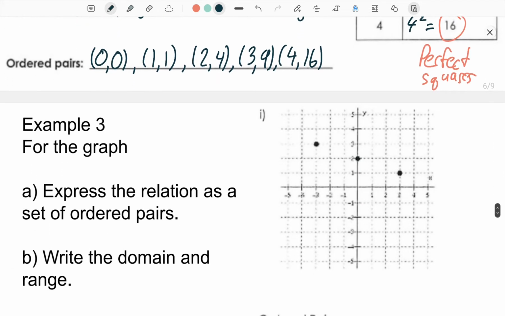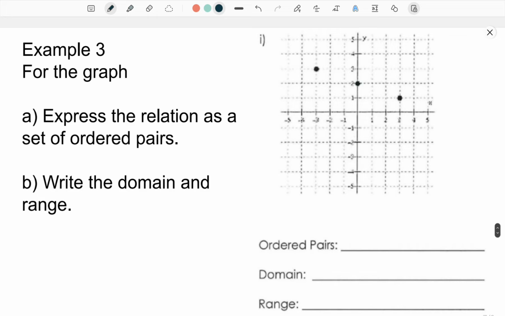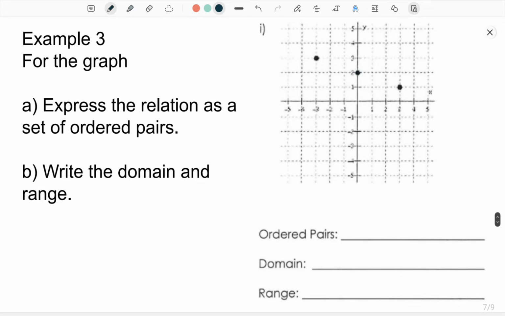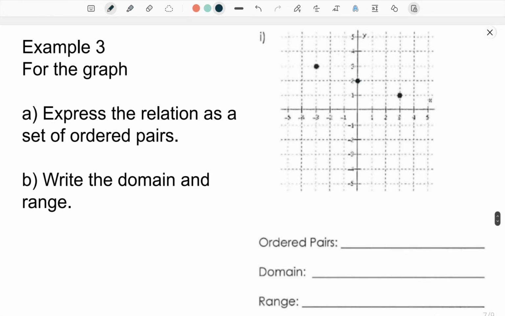All right, lastly, now let's take a look at some graphs. We did say that was part of the rule of 4, and so we can do that. So for these examples, let's first of all express the relation as the set of ordered pairs. So you can see on the graph we have some points, so we'll take that as our ordered pairs, and then we'll write the domain and range based off of that.